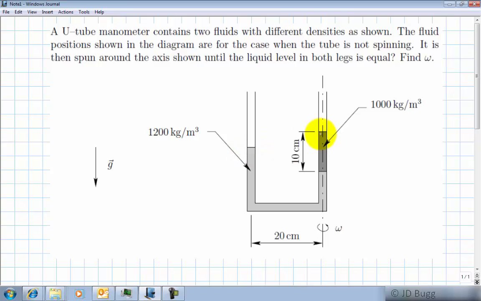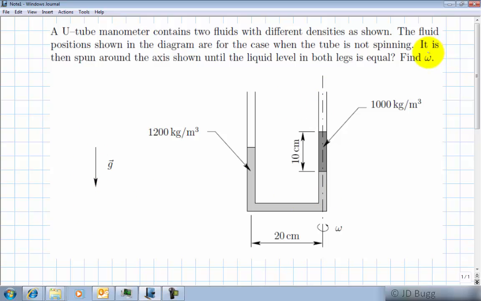Now the only dimensions given on here are the height of the column of 1000 kilogram per meter cubed fluid, which is 10 centimeters, and the distance between the two vertical legs, which is 20 centimeters. Notice we're also given a direction of gravity aligned with the axis pointing down.